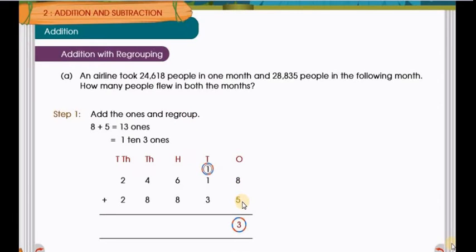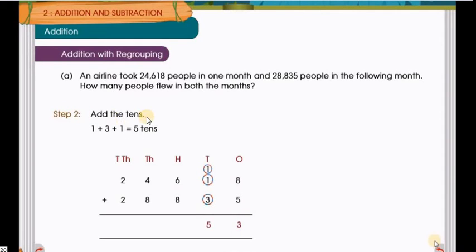See here 8 plus 5, what are we going to get? 13. 8 plus 5 is 13 ones. Yes, it is in the ones place. So 13 ones. Here 13 is a 2-digit number. So 3 will be in ones place and 1 is in tens place. So we have to write 1 in tens place and 3 in ones place. So 1 ten, 3 ones. So 3 will be in the ones place and 1 will go to tens place. Okay children, this is the first step.